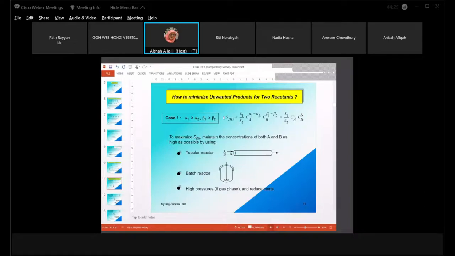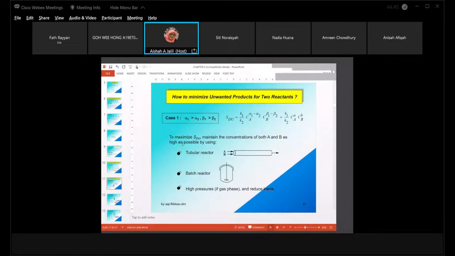So you just see this one and this one. How to maximize this one? You have to maximize this one, right? So how to maximize this one? Now you have two reactants, not just one reactant. When two reactants, we touch on the semi-batch reactor.